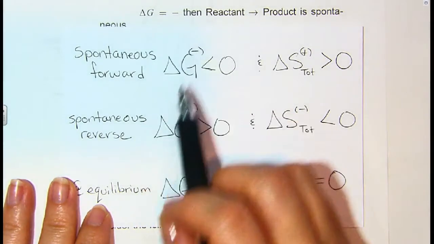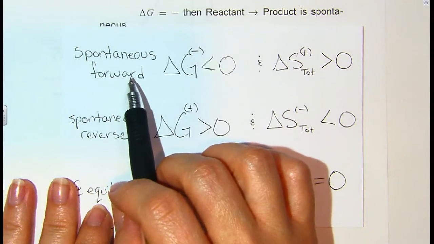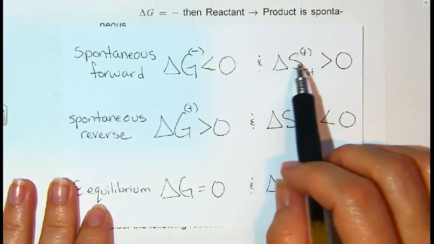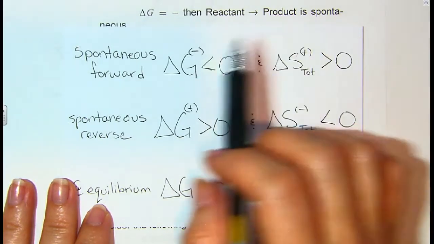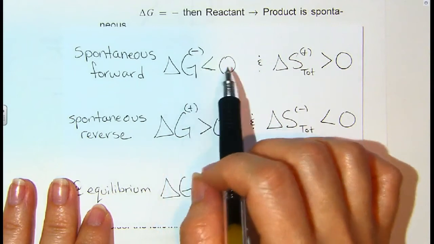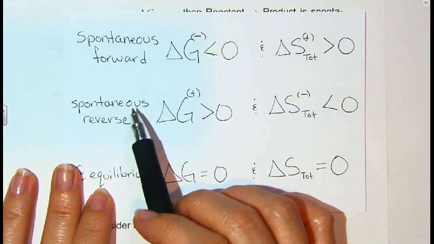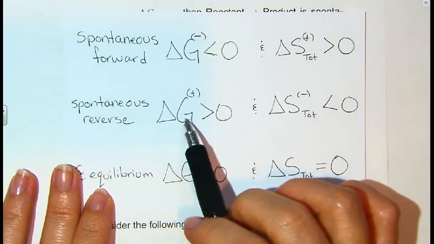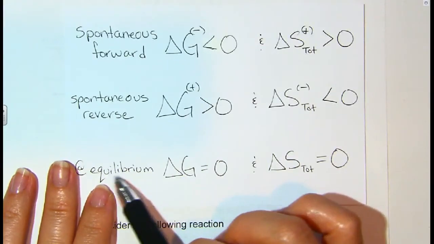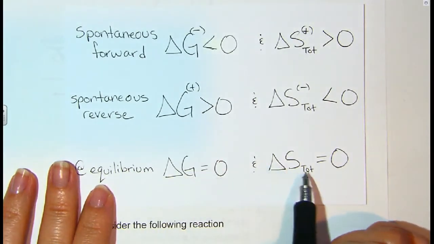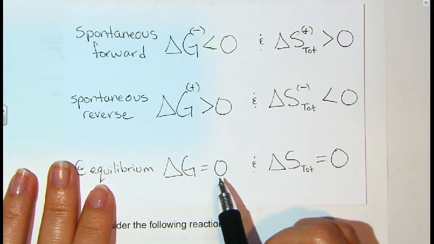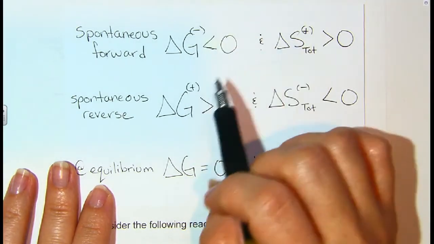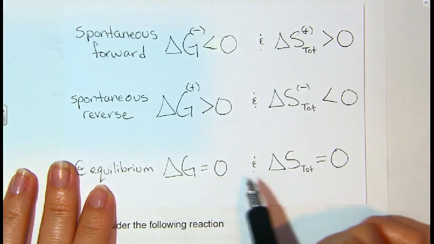If a reaction is spontaneous in the forward direction, then we recall that the delta S total is a positive value, but the delta G is going to be opposite. It's going to be a negative value. If the reverse reaction is spontaneous, then the delta S total is negative, and the delta G is going to be positive. And then at equilibrium, both the delta S total is equal to 0 and the delta G is equal to 0. So you'll notice that when it comes to describing spontaneity, they have perfectly opposite signs, and then at equilibrium, they both are going to be equal to 0.